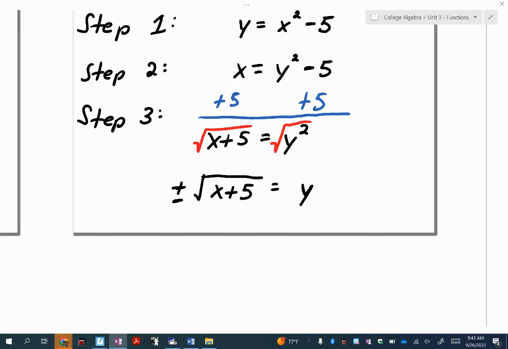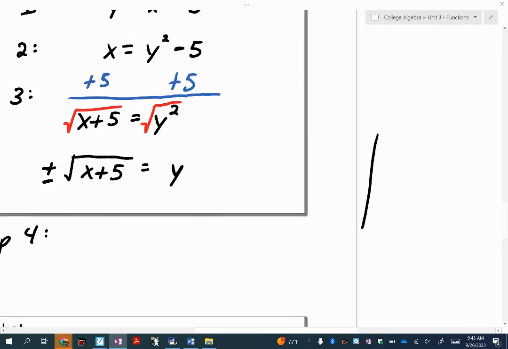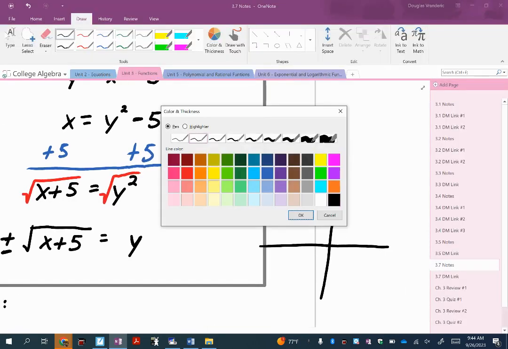All right. So this plus or minus is going to impact step 4. Step 4 would be to write this in function notation if it's appropriate. But guys, here's the problem, right? If I sketch this, does anyone know what this looks like when you sketch it? Do you remember? I'll show you if you forgot.